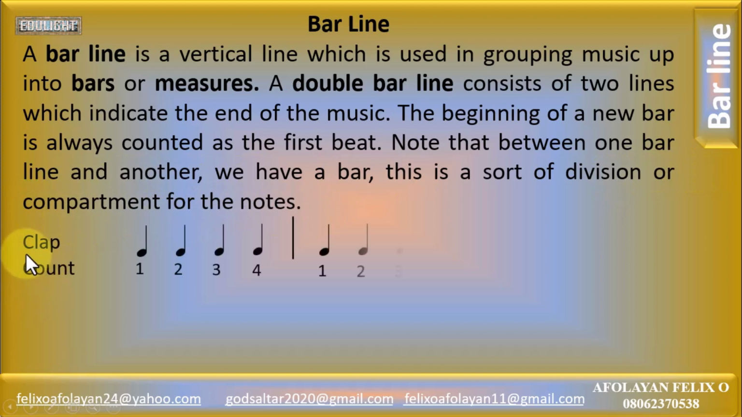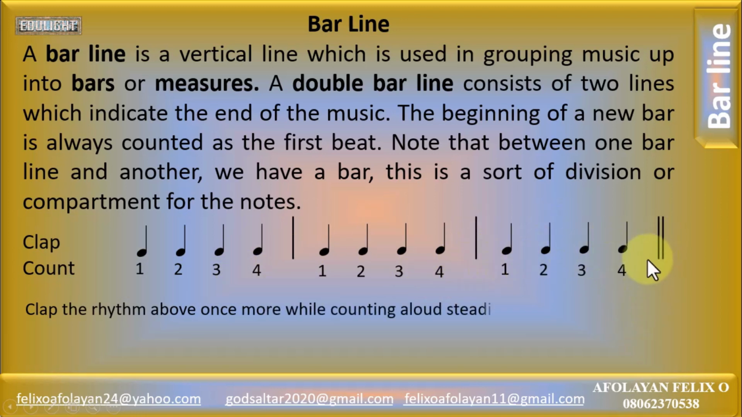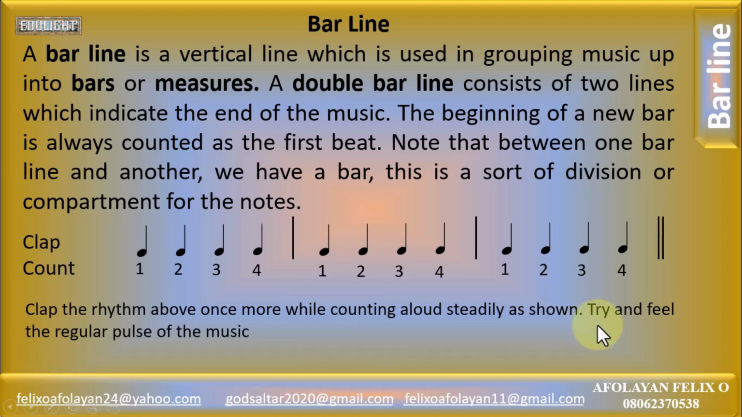Let's take a look at this. Clap. As you look at this: 1, 2, 3, 4. Bar line. 1, 2, 3, 4. Bar line. 1, 2, 3, 4. Double bar line. This is what is indicating the end. Okay. Clap the rhythm above once more, while counting aloud steadily. Try and feel the regular pulse of the music. It is 1, 2, 3, 4. 1, 2, 3, 4. 1, 2, 3, 4. And so on like this.